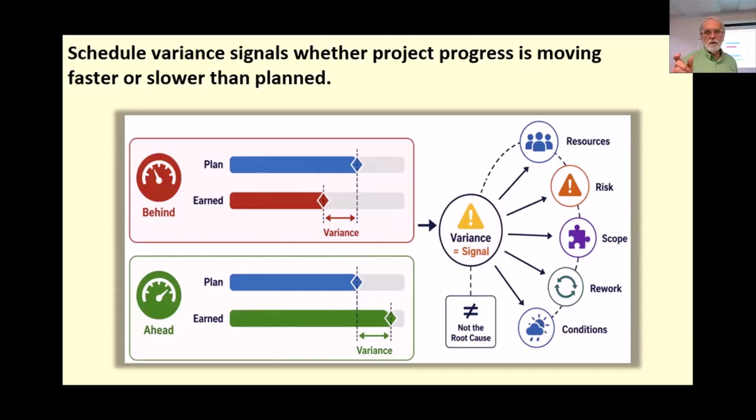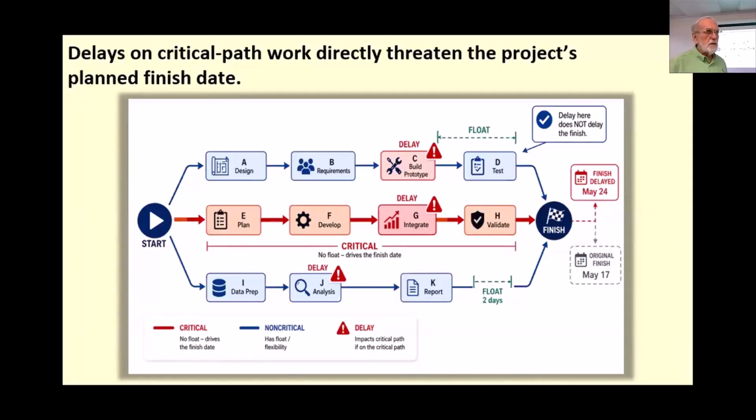That variance we're talking about here can be just a real subtle indicator that something's going on. Critical path awareness is something we need to be conscious of. Delays on the critical path work directly to threaten the project's planned finish date. As schedule control becomes more active, we as project managers need to know which work matters most to the finish date. And that's where critical path awareness becomes important.